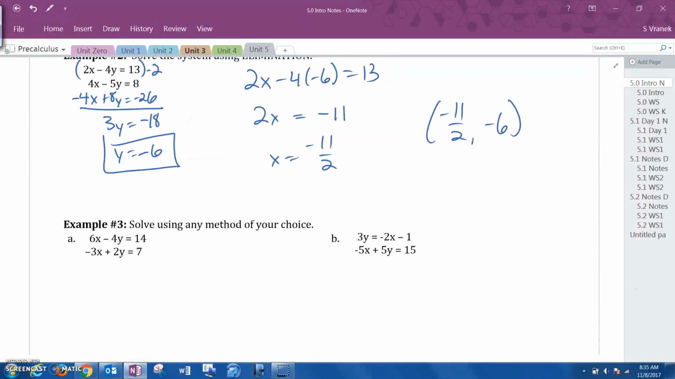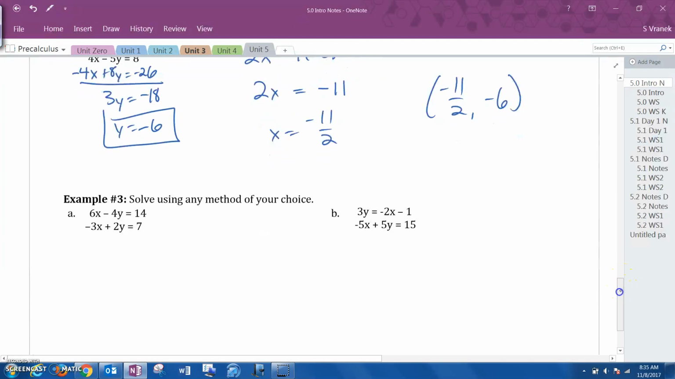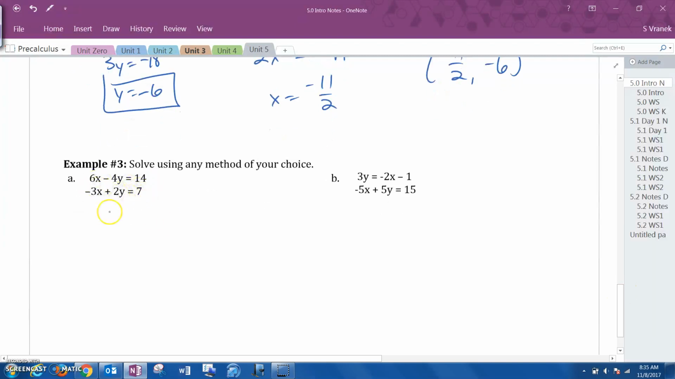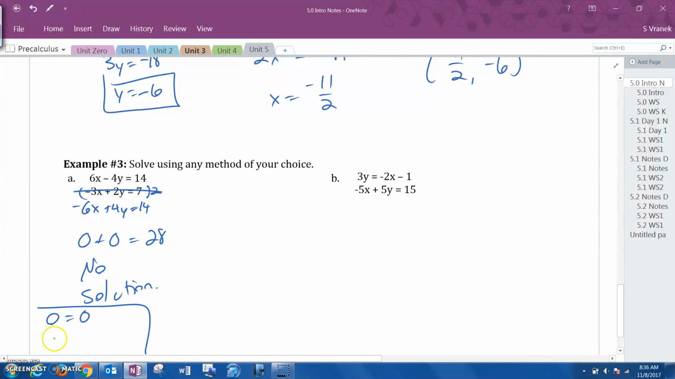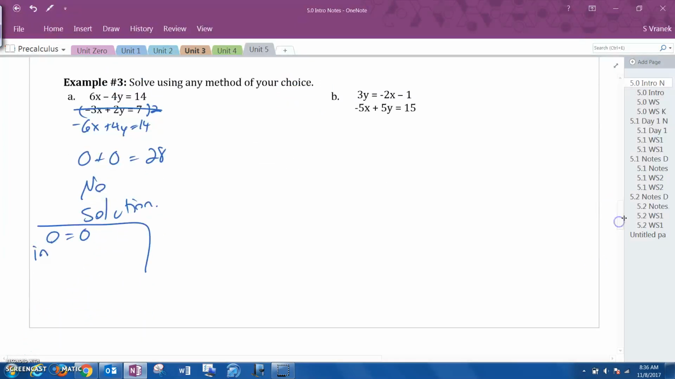Okay. So for these last two, you can choose which method to use. This first one looks like elimination just by setup. If you multiply this one by 2, you get negative 6x plus 4y equals 14. And if you add down, this cancels, you get a 0. This cancels, you get a 0. And then 14 plus 14 is 28. So you get a statement that says 0 equals 28. When you get a statement that's false, you know there's no solution to the system. If you get 0 equals 0, then there's infinitely many solutions.